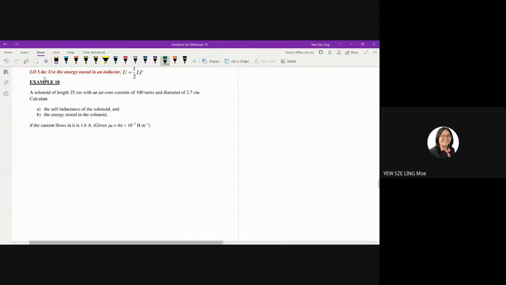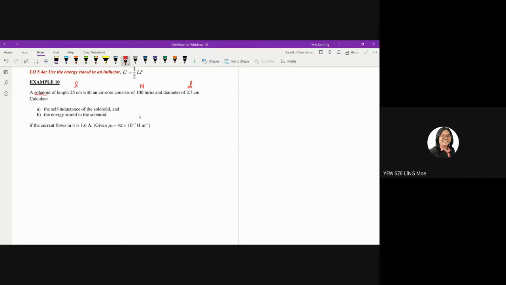Example 10. A solenoid of length, again, you are given a solenoid, and then length given 25 cm with an air core. Air core means there's nothing inside the solenoid. Consists of 100 turns, so this is capital letter N, and a diameter of 2.7 cm. Calculate the self-inductance of the solenoid.